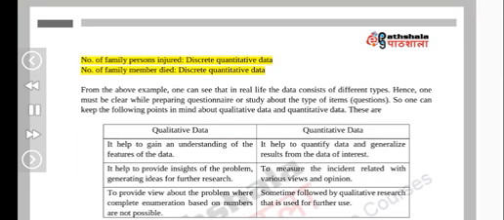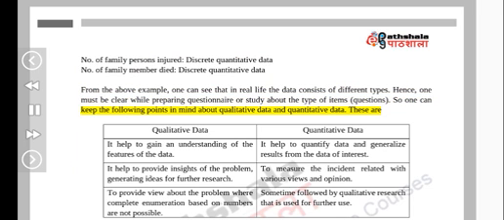Number of family persons injured, discrete quantitative data. Number of family members died, discrete quantitative data. From the above example, one can see that in real life the data consists of different types. Hence, one must be clear while preparing a questionnaire or study about the type of items and questions. So one can keep the following points in mind about qualitative data and quantitative data.